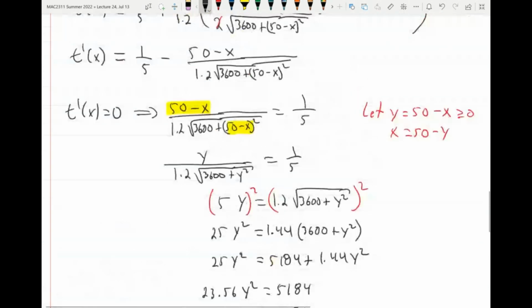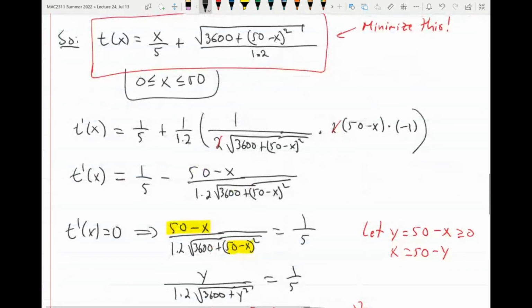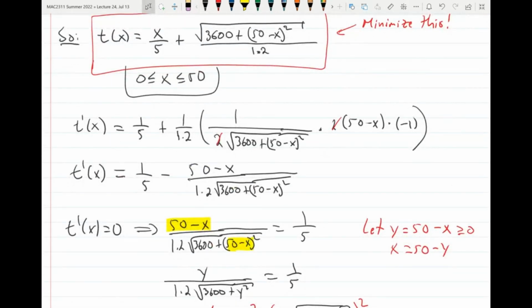First or second derivative test, or exactly. Or in this case, because we have a closed interval, what are the candidates for minimum and maximum? The endpoints of the interval and our critical number. So you can plug in 0, plug in 50, and plug in the critical number into the time function, and then see which one is the minimum one.